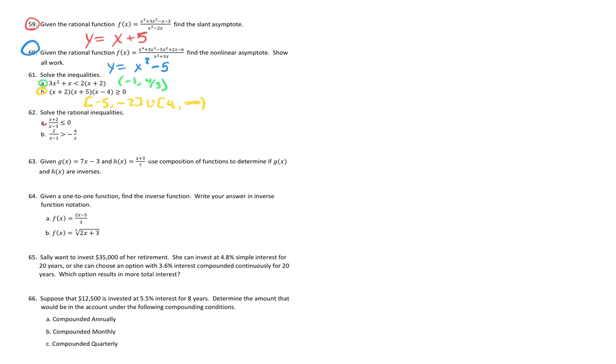Okay, 62, starting with A, we're going to solve the rational inequality. So we have (x + 2) divided by (x - 3) is less than or equal to 0. So we need to find out where this equation either equals 0 or is undefined. You can see that it equals 0 whenever x equals -2, and we can see that whenever x is equal to 3, it's undefined. So I'm going to make a number line. I'm going to include these points. So we have -2, and we have +3.